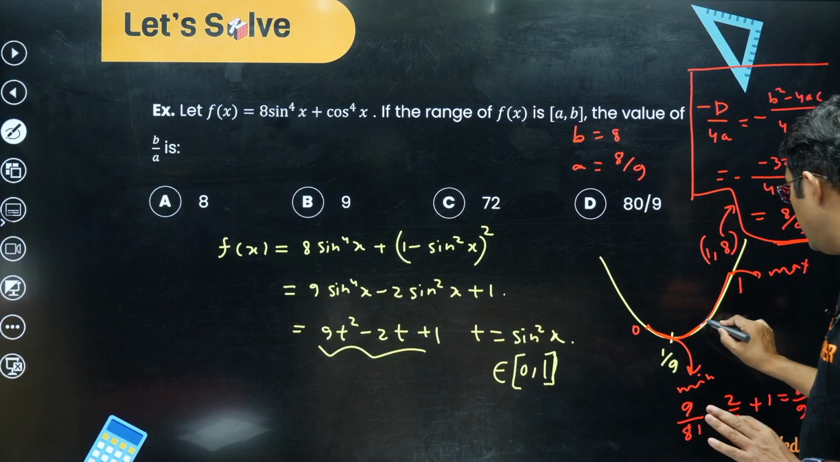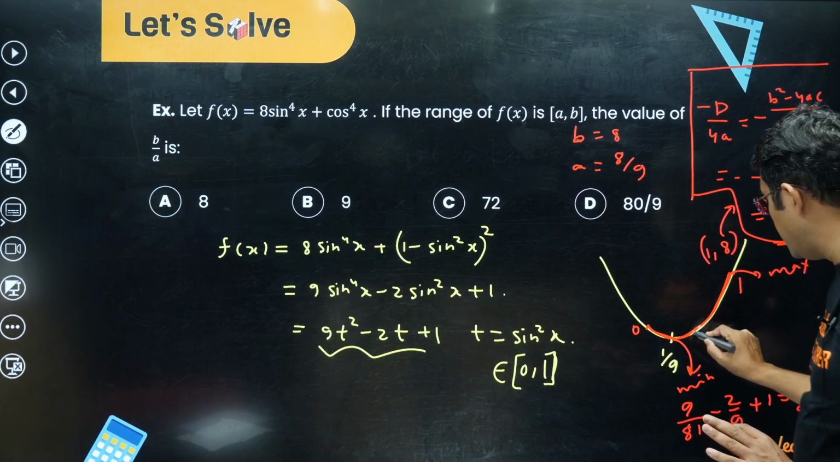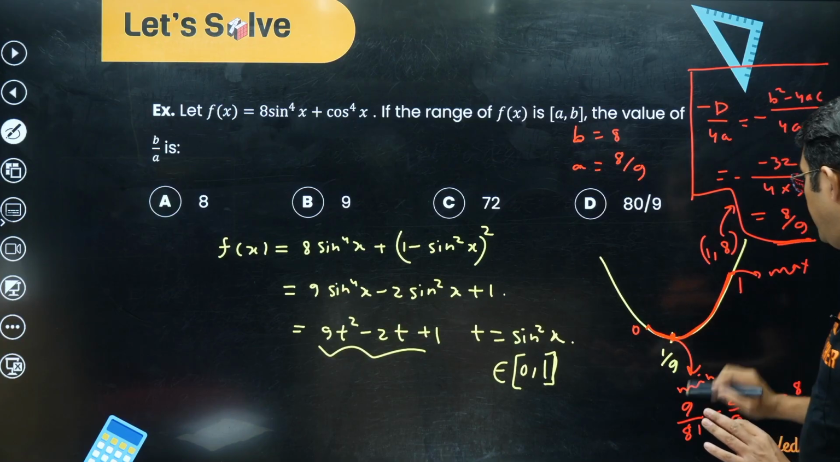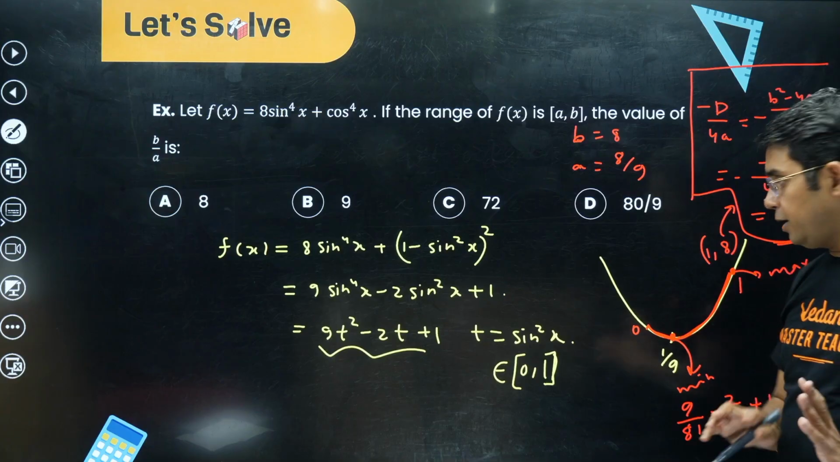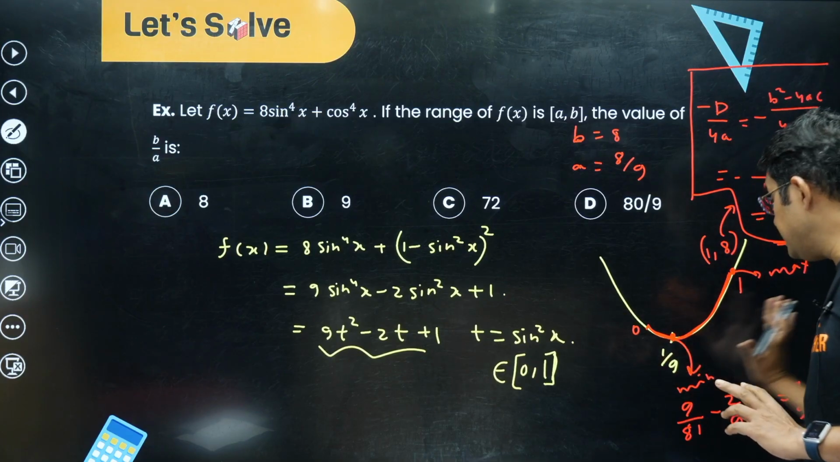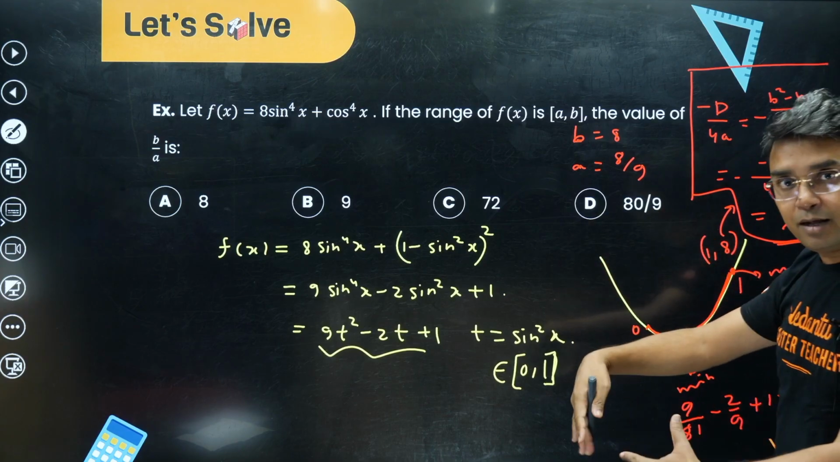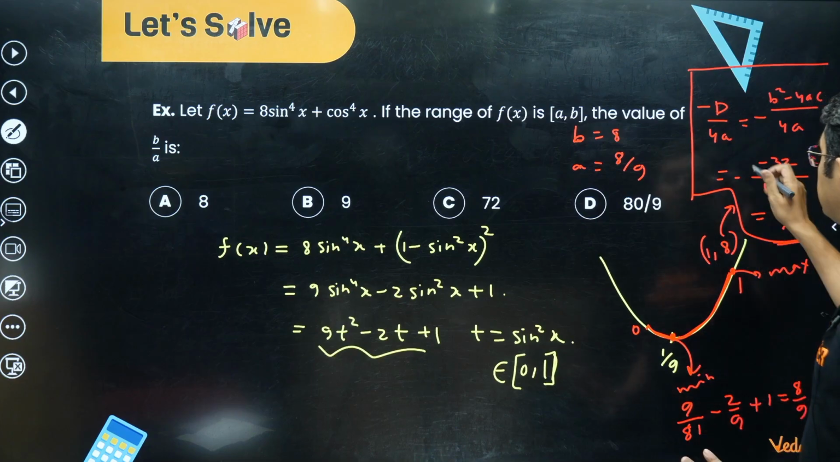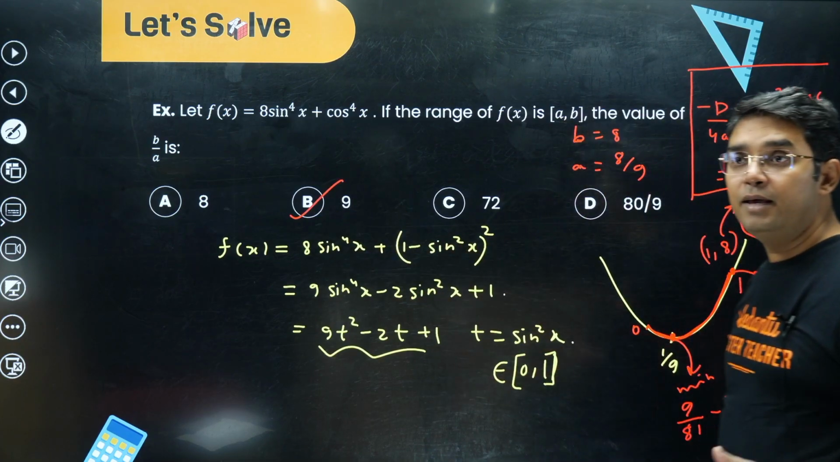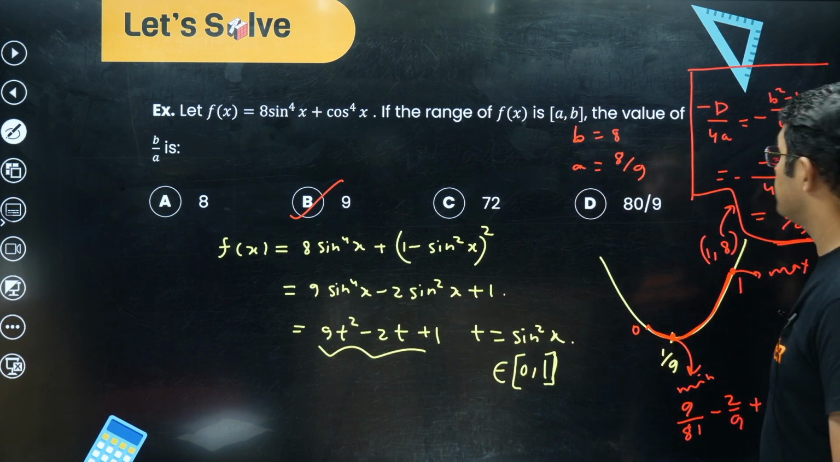That was the important part. So if you mark this portion, you will come to know that the minimum value will come here, the maximum value will come here, and the maximum is at 1, not at 0, because 1 is farther from 1 by 9, 0 is nearer. So this will give you the maximum. So the answer for this should be b upon a, so it should be 9. B is the answer to this question.